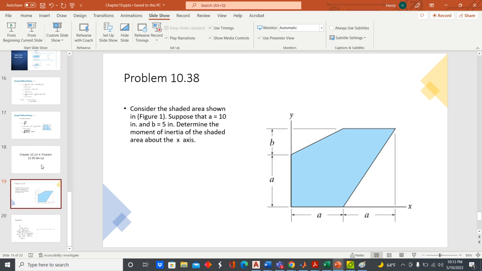So if you notice, this is exactly what we did on the last problem. You just need to represent this area as a combination, either a direct addition or subtraction of fundamental shapes. So one way you could do it is take the entire area going up from the origin to A plus B in Y, and then over to 2A in X, and then subtract away these two triangles.